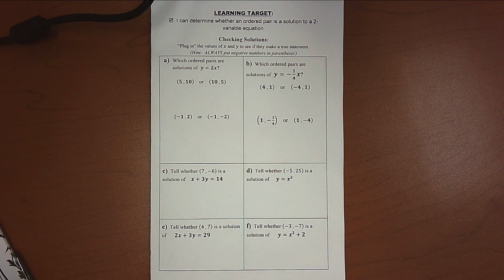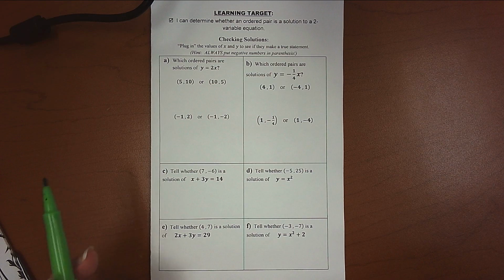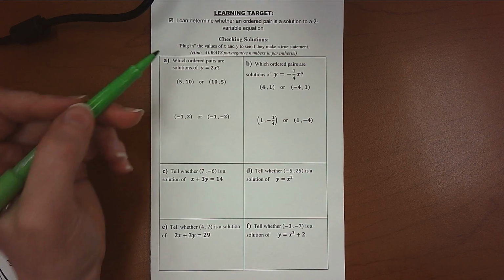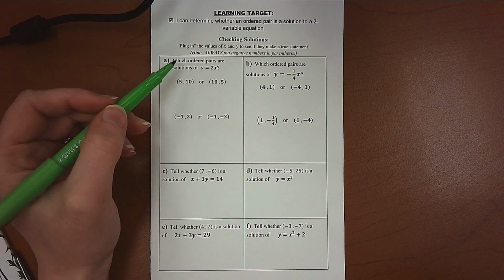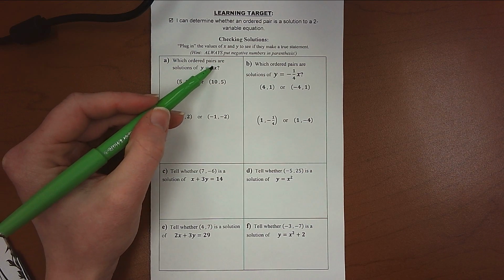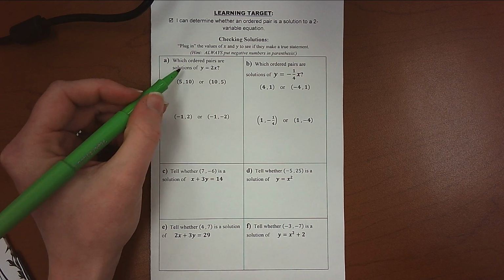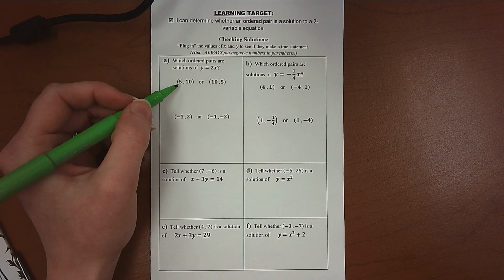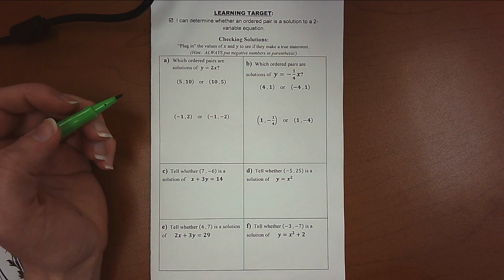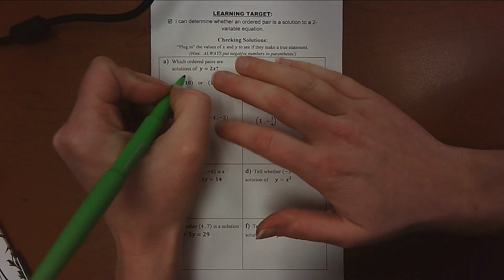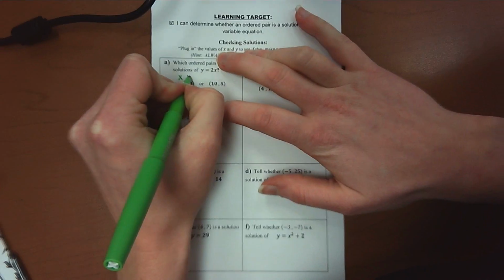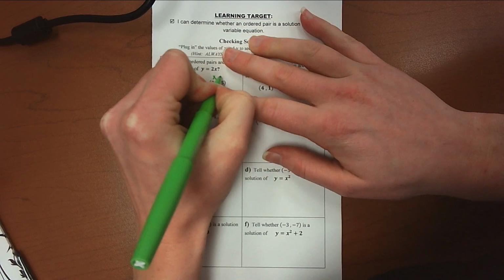That helps us, especially when we get into things with exponents, to make sure we have negative numbers inside parentheses so that we know we're multiplying the negative however many times the exponent tells us to. For example, letter A says, which ordered pairs are solutions of y equals 2x? Remember, when we're graphing coordinate ordered pairs, they always go in order alphabetically. The first is always x, the second is always y. The first number is x, the second number is y.